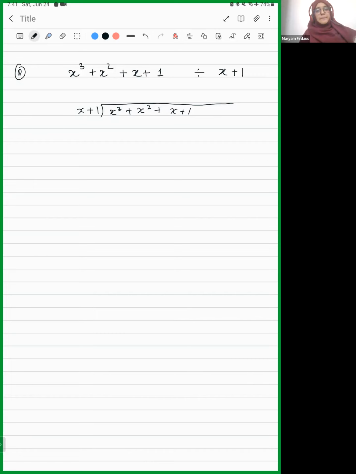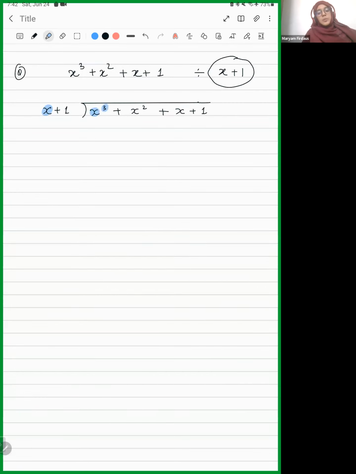No, I still didn't teach it. Okay, fine. See, let's do it together. I'm going to just write it again over here. Fine, so we have x cubed plus x squared plus x plus 1. We have to divide it by x plus 1. Now, we look at the first term over here and the first term over here. What we have to think of is x multiplied by what should give you x cubed. Can you tell me x multiplied by what will give you x cube?